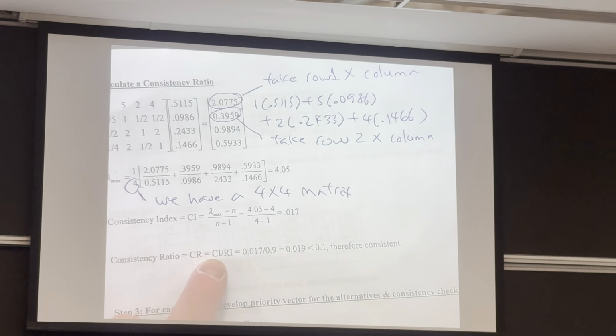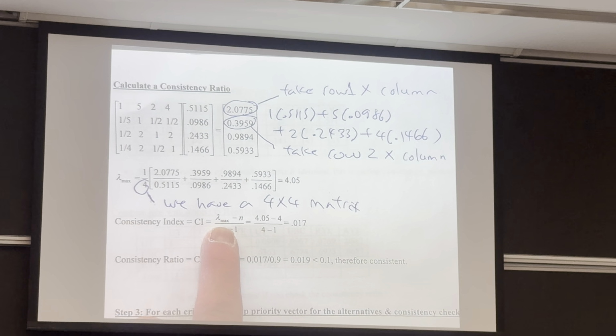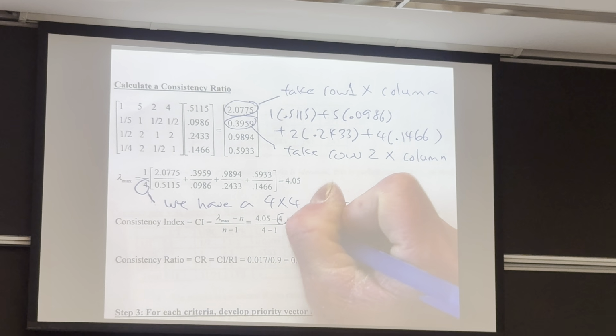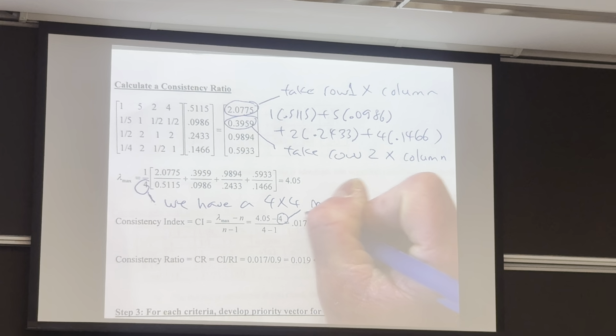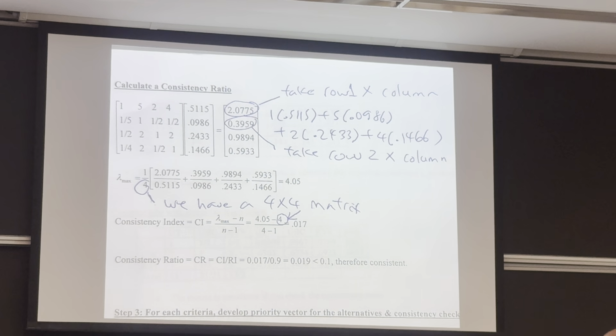Next, we calculate the consistency index by taking our lambda max value minus n. And again, n is 4 because we have a 4x4 matrix as well here. And divide by n minus 1 here. So for us, n basically is equal to 4, right?